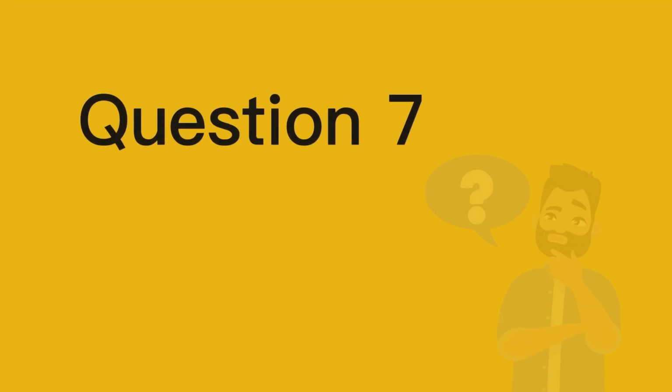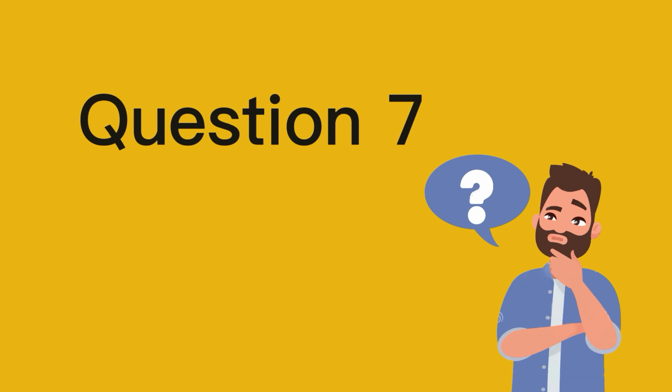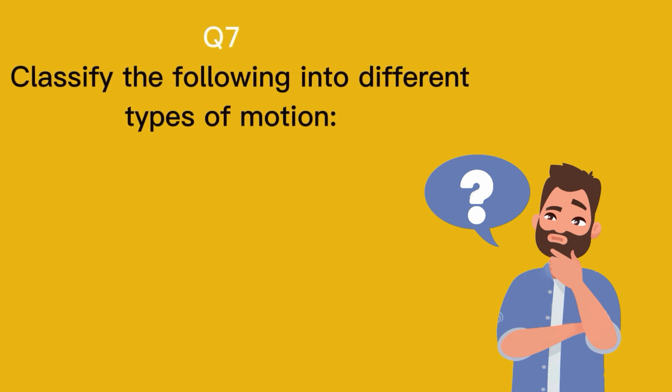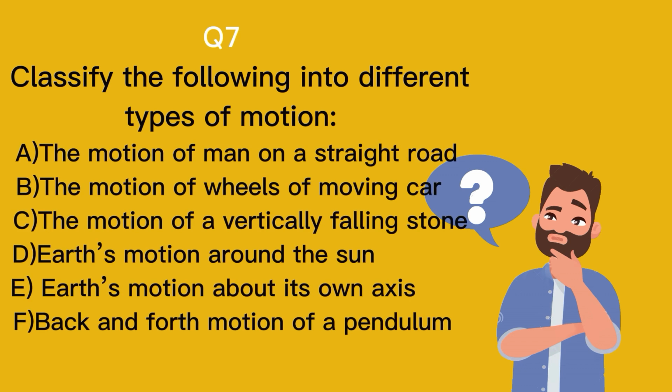And the last but not the least question for this period is given as follows. Classify the following into different types of motion. A. The motion of man on a straight road. B. The motion of wheels of a moving car. C. The motion of a vertically falling stone. D. Earth's motion around the sun. E. Earth's motion about its own axis. And letter F. Back and forth motion of a pendulum.